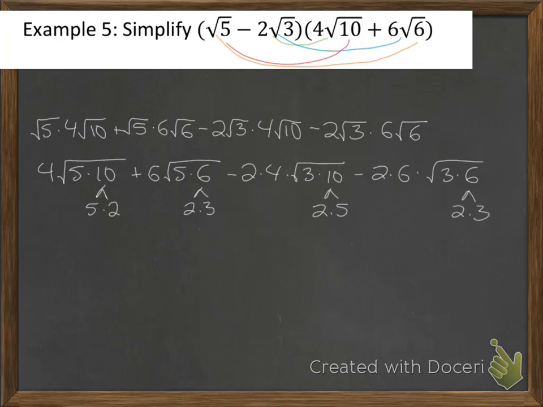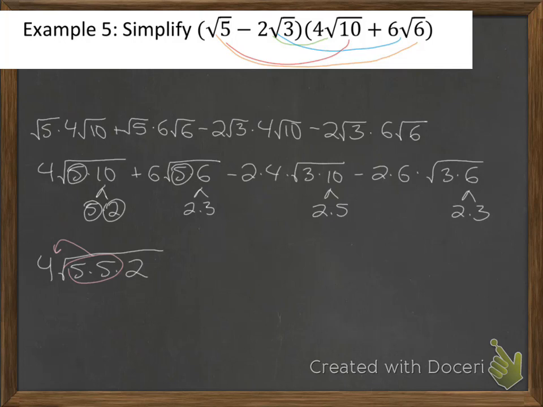Okay, so the prime factorization here is 5 times 5 times 2. That's important because guess what? That means that I have a pair of 5s, and one of those 5s can escape outside of the radical. Okay, so that's why I do it this way. All right, what about the next one?